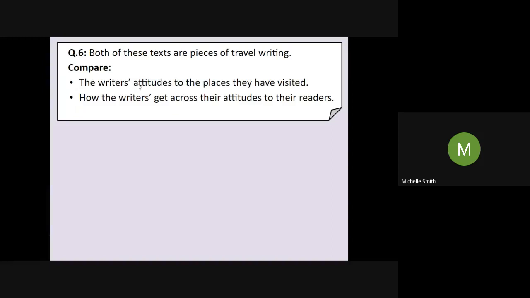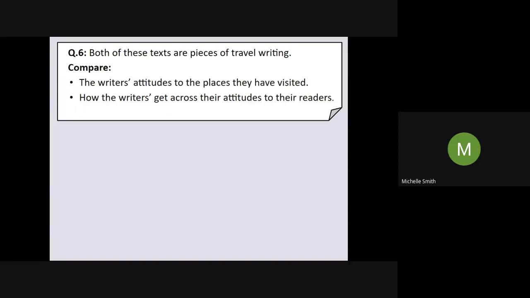Okay, so how do they both feel? Because an attitude is how you feel about something, isn't it? It's your point of view, your perspective. So what are the writers' points of view or perspectives on the places that they have visited?